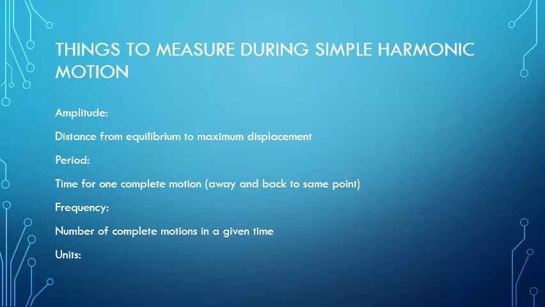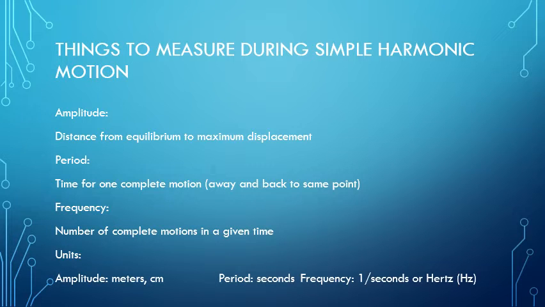Okay. The units for them are pretty easy. Amplitude is a distance, so it's going to be measured in meters, centimeters, stuff like that. Period is a time, so it's going to be measured in seconds. Frequency is the only one that has a new unit. It's 1 over seconds. Sometimes people say cycles per second, but cycles isn't necessarily a unit, at least not when we measure. 1 over seconds is also called hertz. It's abbreviated Hz. You can see it right there.